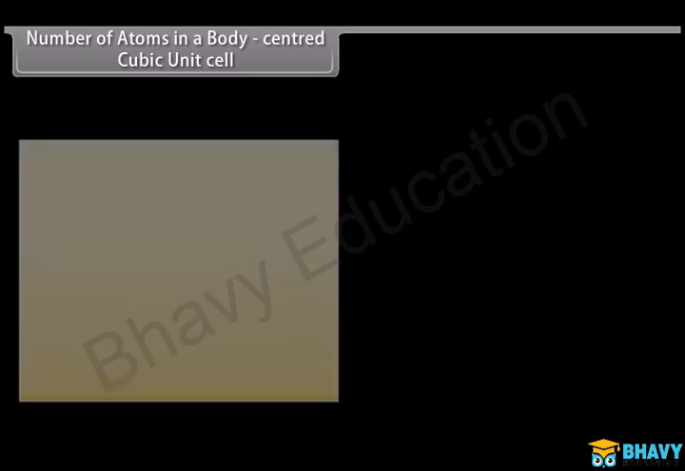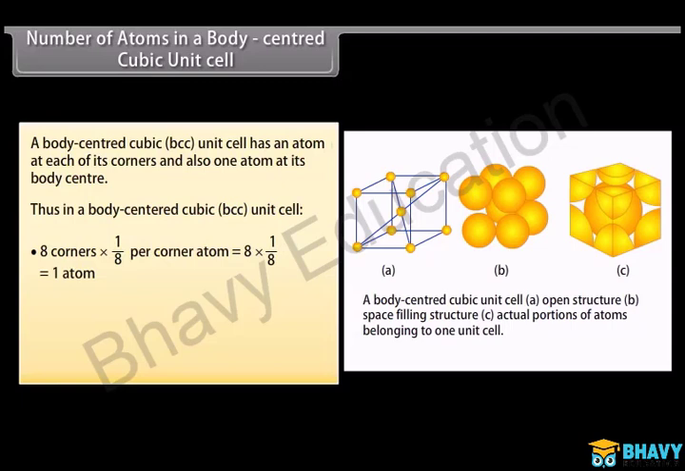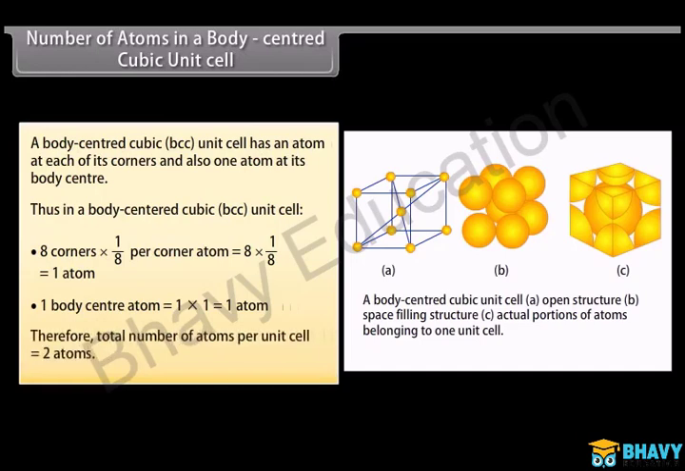Number of atoms in a body-centered cubic unit cell. A body-centered cubic BCC unit cell has an atom at each of its corners and also 1 atom at its body center. Thus, in a BCC unit cell, 8 corners into 1 upon 8 per corner atom is equal to 1 atom. 1 body center atom is equal to 1 into 1, equals 1 atom. Therefore, total number of atoms per unit cell is equal to 2 atoms.